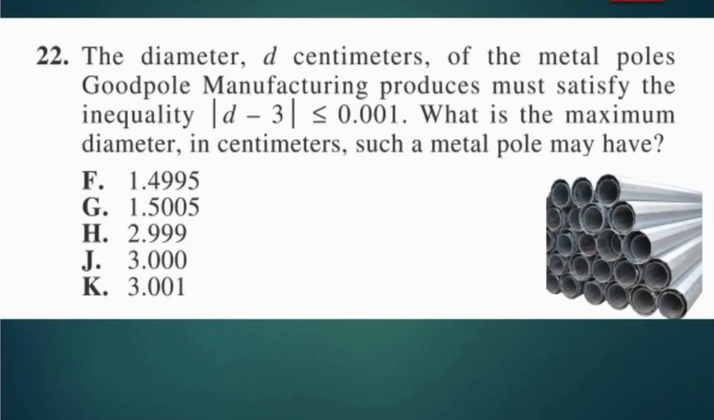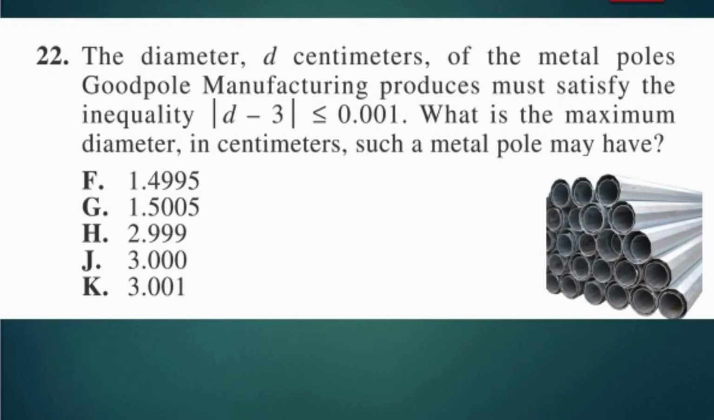The diameter, d centimeters, of the metal poles Good Pole Manufacturing produces must satisfy the inequality: the absolute value of d minus 3 is less than or equal to 0.001. What is the maximum diameter in centimeters such a metal pole may have?